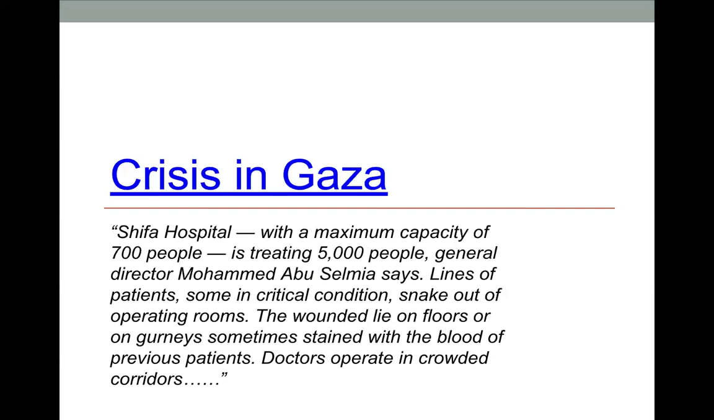This is a historical example. Please pause and read through this. This is a situation just to show in the last couple of years, capacity issues again with hospitals.